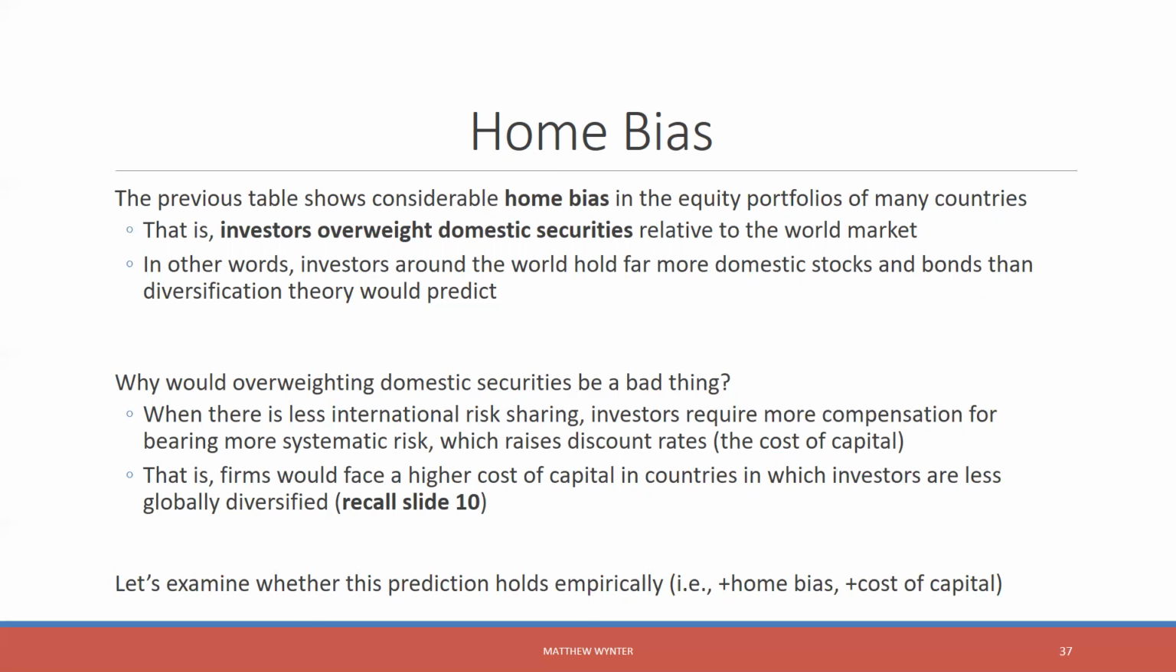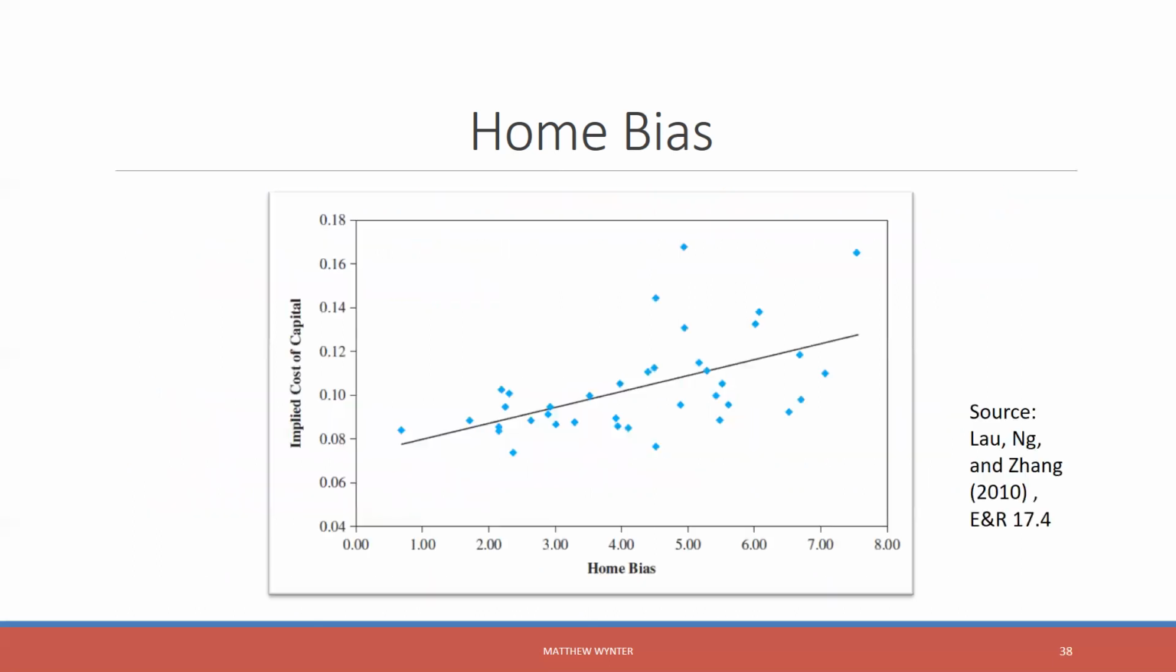But now, with a smaller discount rate, those projects might be positive NPV projects. Okay, so what do we observe? We observe that in countries where investors have higher home bias, firms have a higher implied cost of capital. So there's this strong positive relationship between the discount rate and home bias, which is what we predicted.